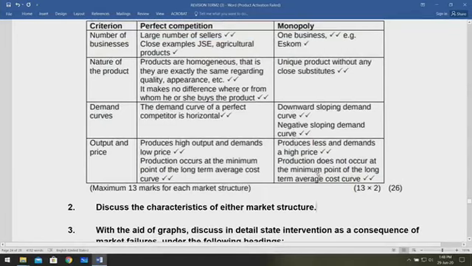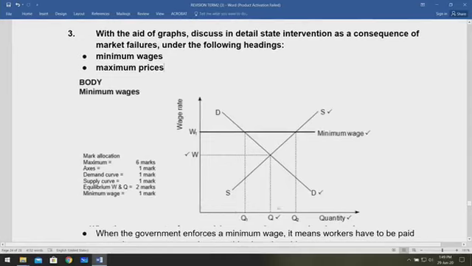So when we look at minimum wage and you look at the graph, when we talk about a minimum wage or even minimum price, what we need to bear in mind is that it is always the level above the market equilibrium. As you see here, the equilibrium for wages is at W, but the minimum wage is set above this point at W1. So what does this mean when government enforces a minimum wage? Immediately that means that workers are going to be earning more money.